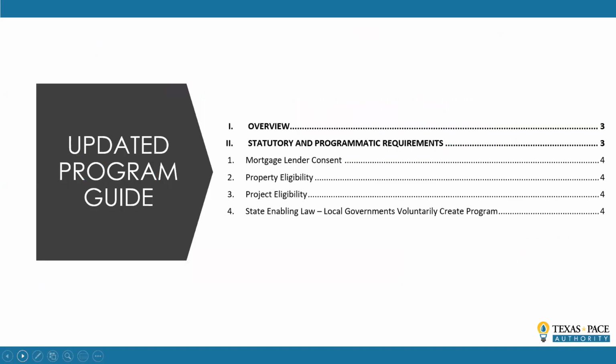So the updated program guide is going to look like this, and it will be published, and we'll get to that in a second. But basically the layout and the table of contents will be like this. We'll have the overview, section 1, section 2, listing of all the statutory and programmatic requirements that are key and important to the program.